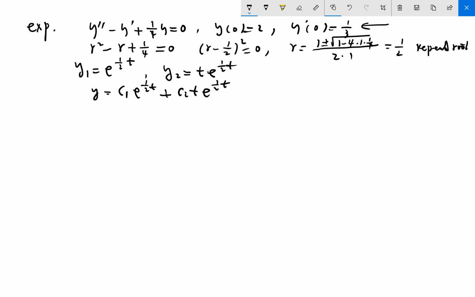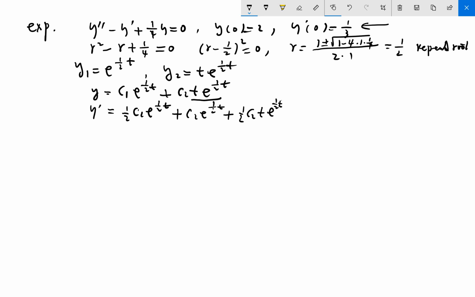So we need to take a derivative. Take the derivative of the first one, which gives you 1/2 C1 e to the 1/2 t. Plus, take the derivative of the second one; we have to use the product rule on two terms multiplied together. The derivative of t gives C2 e to the 1/2 t, then plus t times the derivative of e to the 1/2 t, which gives 1/2 C2 t e to the 1/2 t.